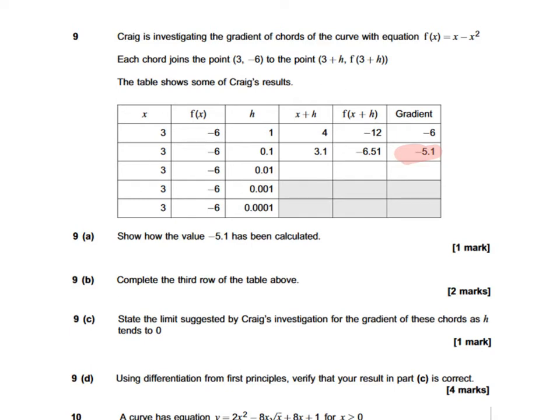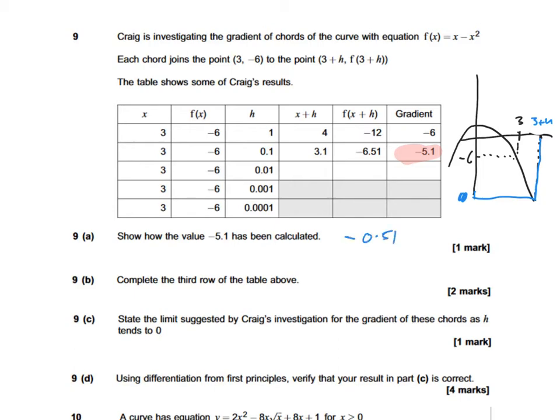Let me just sketch quickly a diagram of what we're looking at. So we know that gradient is equal to the change in the y values divided by the change in the x values. The change in the y values here goes from minus 6 down to minus 6.51, so that's a change of minus 0.51. And the change in the x values goes from 3 to 3.1 because h is 0.1. So that's over 0.1, which equals minus 5.1. It's that simple.